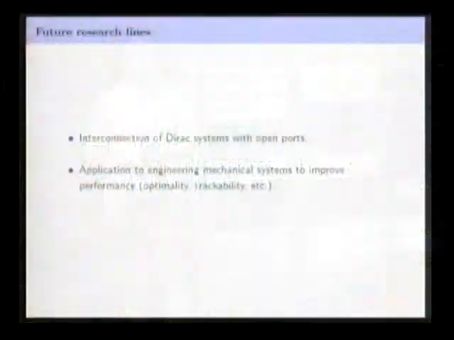Next we're thinking of not interconnecting all of the ports, having some open ports so that we can introduce some controls and have some feedback in the systems. And then use all that for some applications in nonholonomic mechanical systems and maybe move into the discrete notion of Dirac structures.